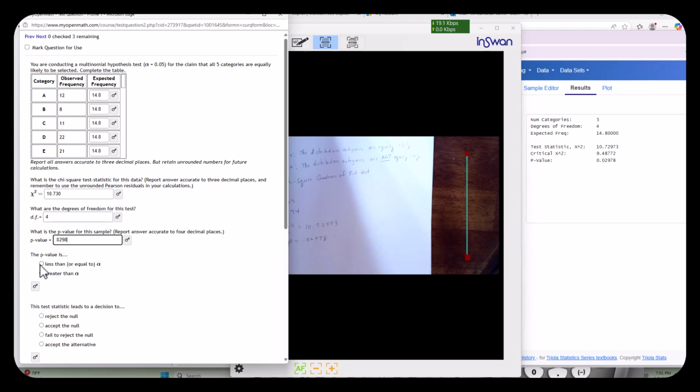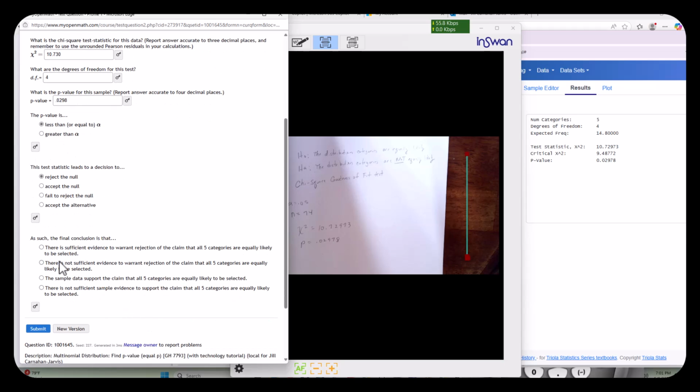Okay. P is less than or equal to alpha. Alpha is 0.05. And we are going to reject the null in favor of the alternative. Okay, so there is sufficient evidence that they're not all equally likely. Yeah, so that would be this one here.